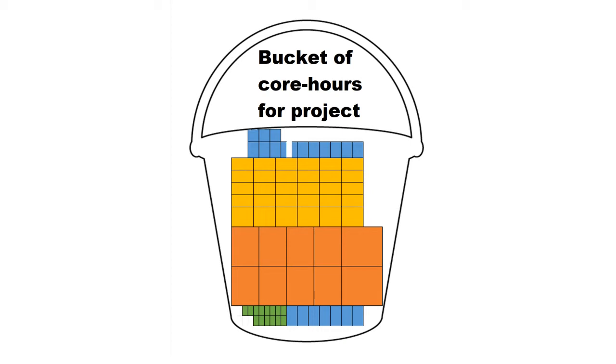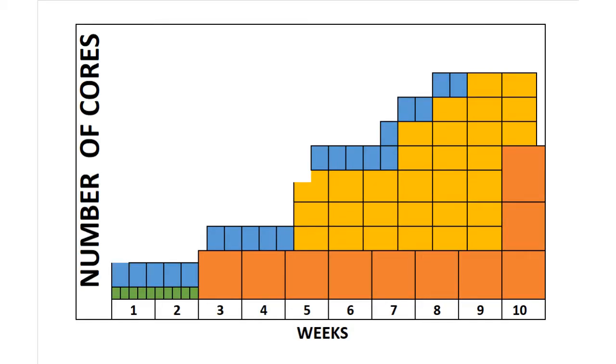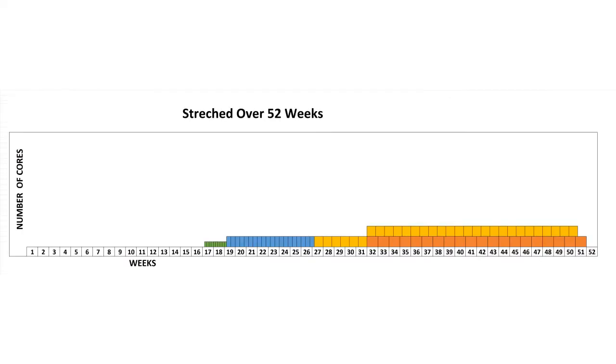So if you need X amount of core hours in a 10-week period, or you need X amount of core hours in a 52-week period, well, your per week usage is going to be much different. Again, in the future, I'll go deep into what a top-down projection system is. But another one is the bottom up.